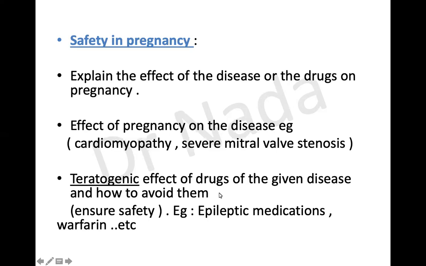Teratogenic effect of drugs of the given disease and how to avoid them. You need to explain that because you have to ensure safety. Example, epileptic medications, you have to explain the teratogenic effect and the impact it has on the fetus, and you have to explain the precautions to the patient. The same for warfarin, the same for methotrexate, and so on. All right?